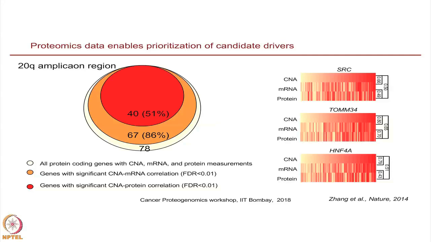For example, through this approach, we were able to identify SRC, which is a very well established oncogene in colon cancer. And then TOMM34 has also been reported. And we were able to identify a new candidate driver, HNF4A, which could be a new discovery to be tested in the future.